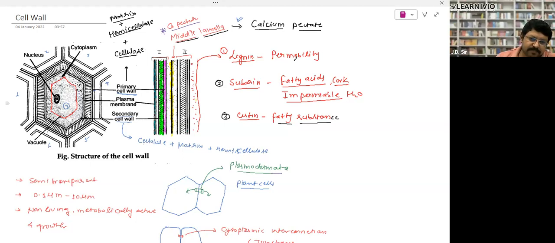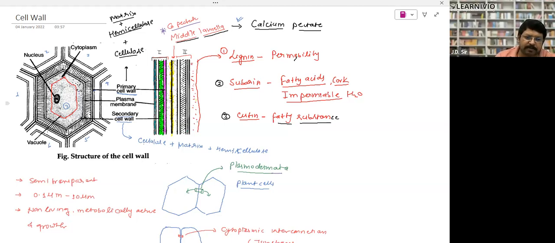After middle lamella, there will be the cell wall. This is the primary cell wall. Then after the cell wall, there will be the plasma membrane. And after the plasma membrane, some material gets deposited, right? Look, first the cell wall, the primary cell wall. After the primary cell wall, sometimes there is a secondary cell wall. The secondary cell wall and primary cell wall are made up of the same composition. Secondary cell wall formation takes place at maturity.